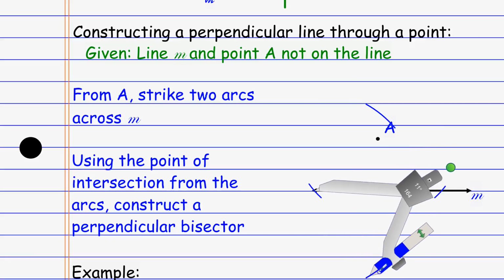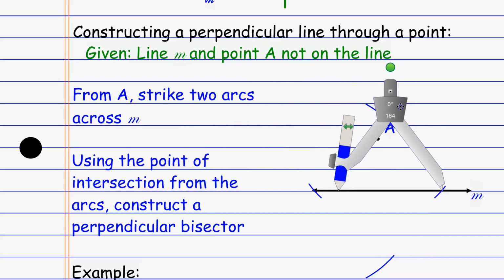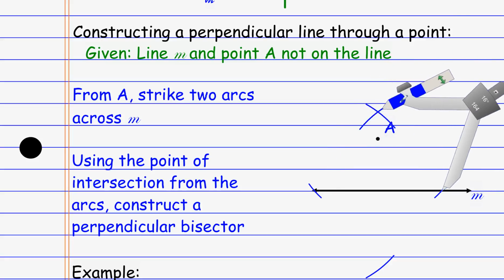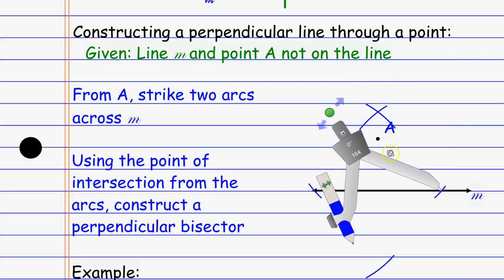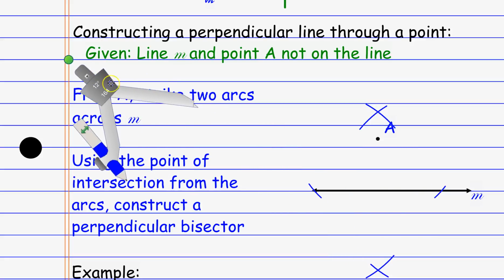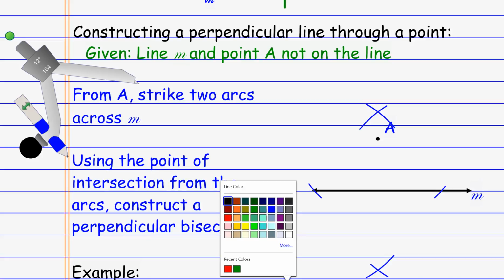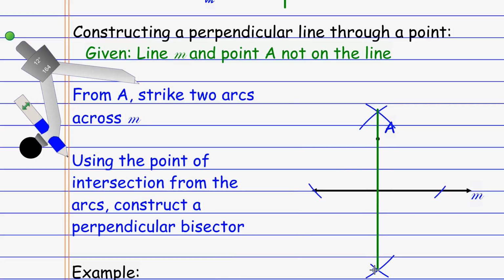Again, we can strike this as one continuous arc. I just don't like having that all over the place. And now using the same arc measurement, I go from this other point. And the intersection of these arcs, again, you could draw it all as one arc. I just like doing it in two little pieces. But now when I connect those points, that's my perpendicular bisector, and you'll notice right away it goes through A.